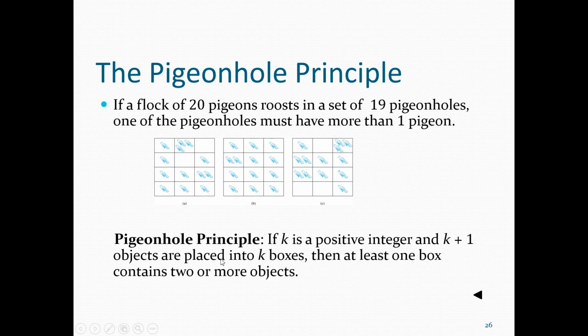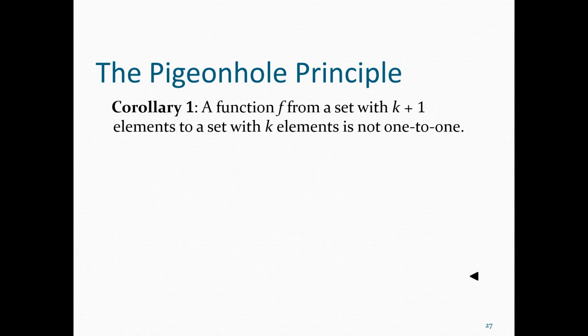So this leads us to form the pigeonhole principle for counting. If k is a positive integer and k plus 1 objects are placed into k boxes, then at least one box contains 2 or more objects. Okay, it makes sense. The pigeonhole principle in terms of functions, its corollary: a function f from a set with k plus 1 elements to a set with k elements is not one-to-one, right?